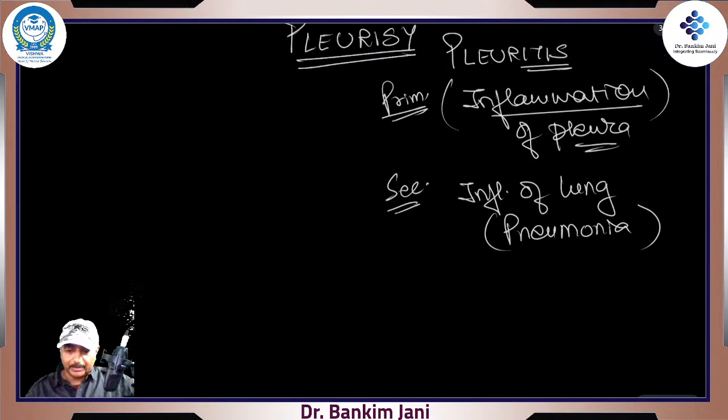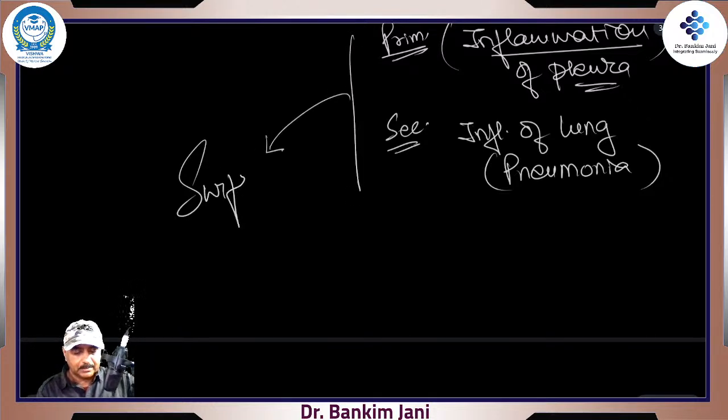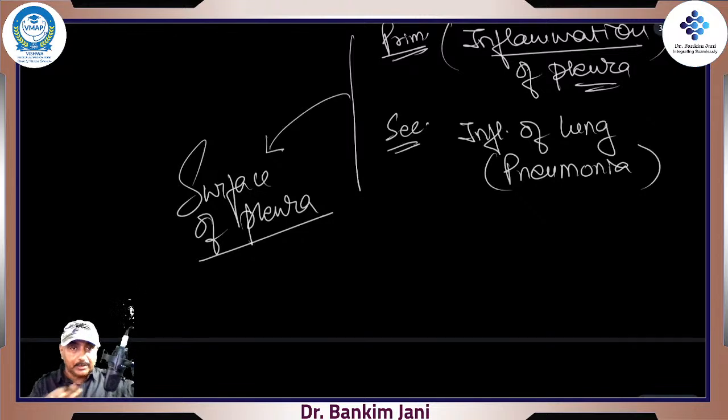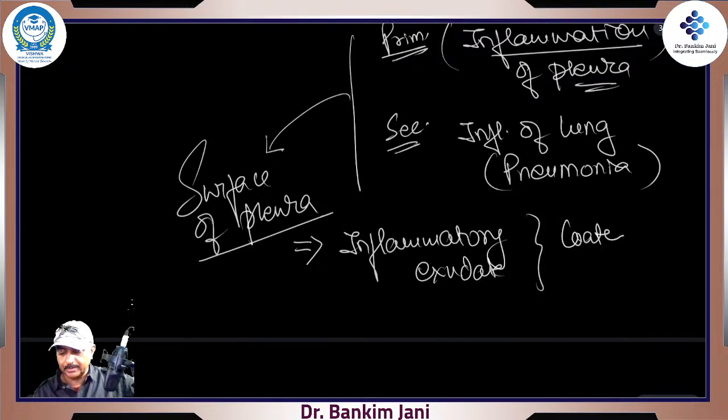Now, whatever may be the reason, the surface of the pleura, which is pretty smooth, would now be coated with what is called inflammatory exudate, also called inflammatory secretion. So it is coated with it.